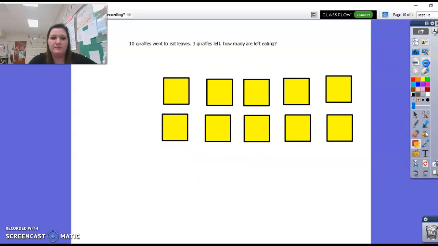All right, last one. There are 10 giraffes that went to eat leaves. 3 giraffes left. How many are left eating? So I have my 10 giraffes. That's the first thing I do. I draw all 10 giraffes. Then I cross off the 3 that left. How many giraffes are there left?